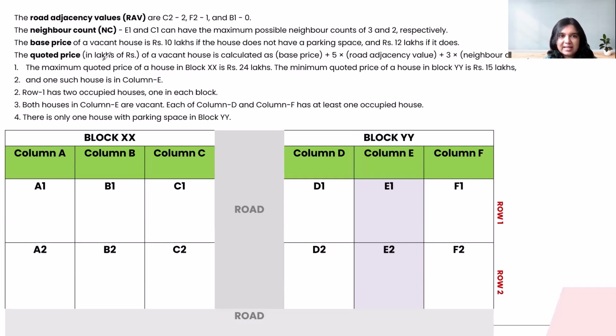The quoted price in lakhs of rupees of a vacant house is calculated as base price plus 5 times road adjacency value, which we will be finding out in a minute, plus 3 times the neighbor count. So this will give you the entire quoted price of a vacant flat. This is the formula that has been provided itself. There is some additional information that follows as well.